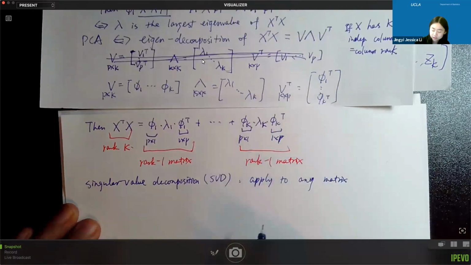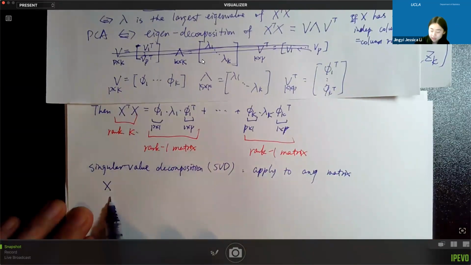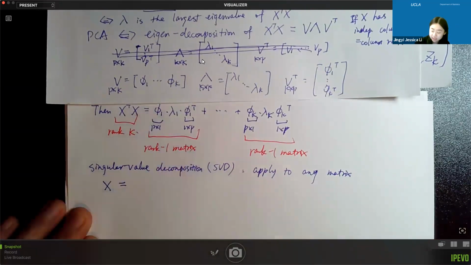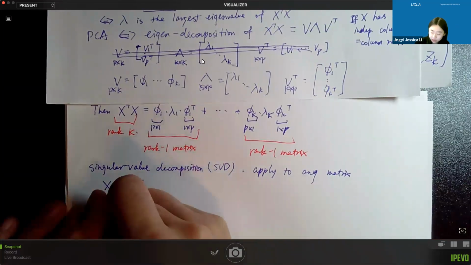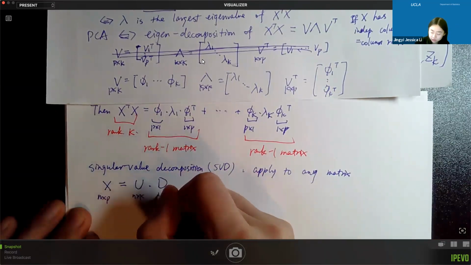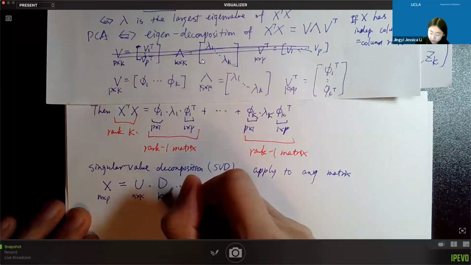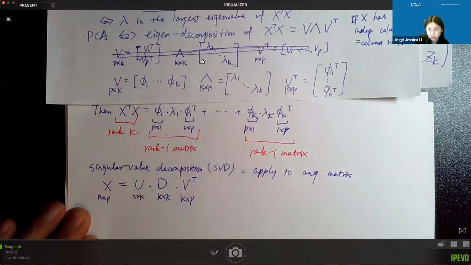And this is the general form. So I take my data matrix X to begin with. The general form of SVD is that I write it as U, which is an n by K matrix, times a diagonal matrix D, K by K, times V transpose, a K by P matrix. V transpose is K by P.